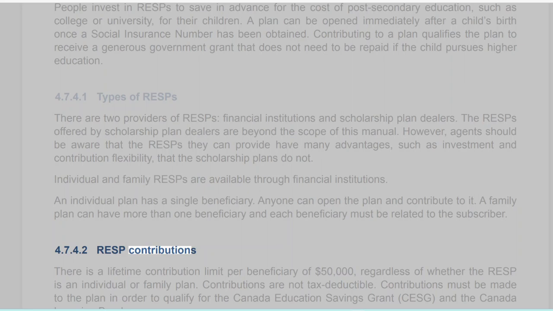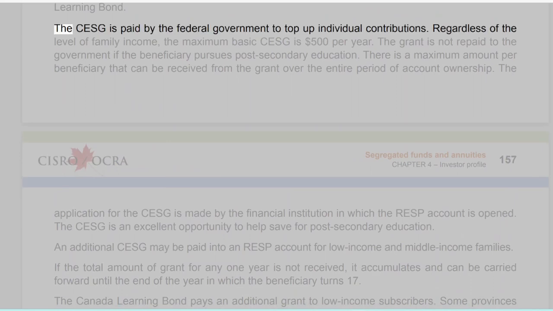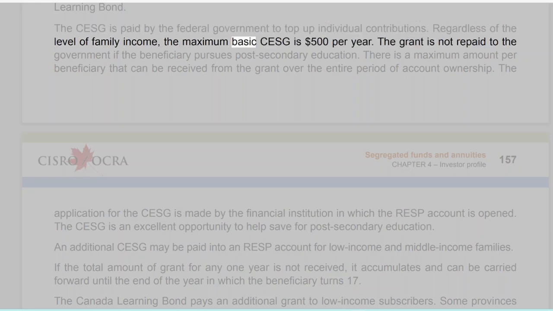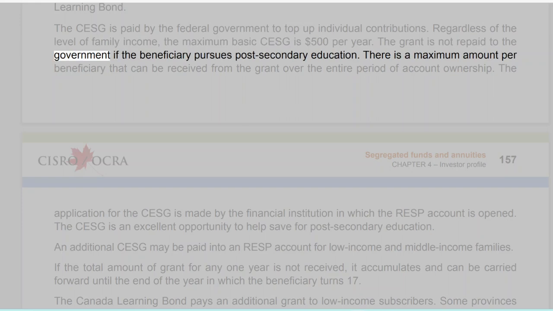4.7.4.2 RESP contributions. There is a lifetime contribution limit per beneficiary of $50,000, regardless of whether the RESP is an individual or family plan. Contributions are not tax deductible. Contributions must be made to the plan in order to qualify for the Canada Education Savings Grant, CESG, and the Canada Learning Bond. The CESG is paid by the federal government to top up individual contributions. Regardless of the level of family income, the maximum basic CESG is $500 per year. The grant is not repaid to the government if the beneficiary pursues post-secondary education.